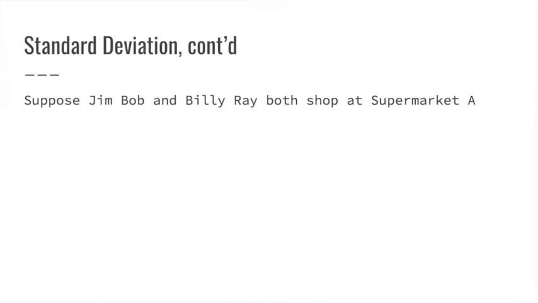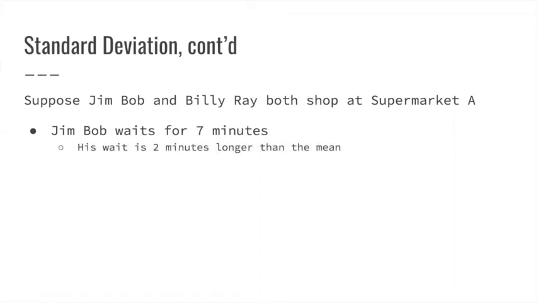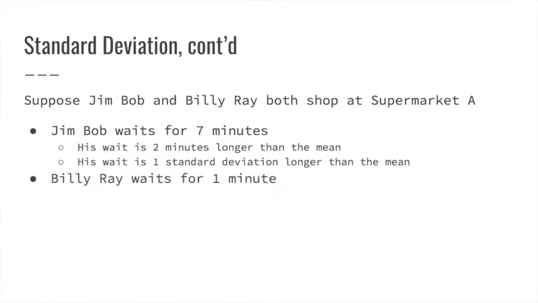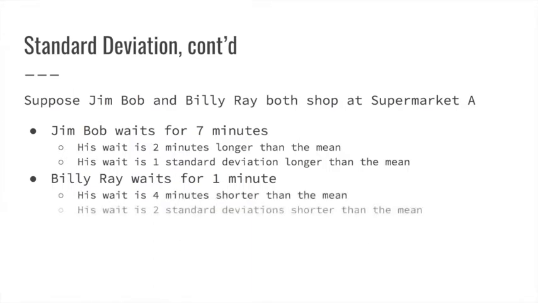So suppose these two gentlemen shop at supermarket A. Jim Bob waits for 7 minutes. That means that his wait time is 2 minutes longer than the mean. But remember that at supermarket A, the standard deviation was 2 minutes. So his wait is 1 standard deviation longer than the mean. And then we have Billy Ray, who waits for 1 minute. His wait time is 4 minutes shorter than the mean, which equates to 2 standard deviations shorter than the mean. Remember, the standard deviation was 2.